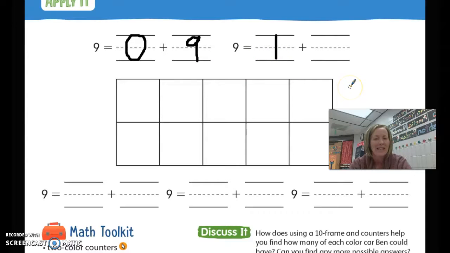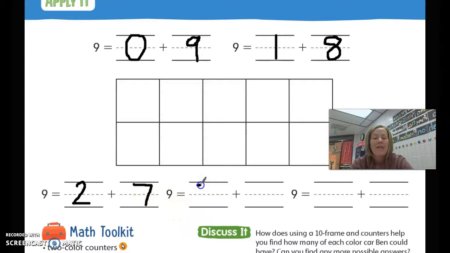Ooh, let's see. What if I had 1? How many more do I need to get 9? If I already have 1, how many more do I need? Ooh, you're right. I would need 8. Nice job. All right, boys and girls, what if I have 2? How many more would I need to get 9? Ooh, you got it. I would need 7 more. Now remember, could I actually have 9 equals 7 plus 2 instead of 2 plus 7? I could, because that is the same problem.